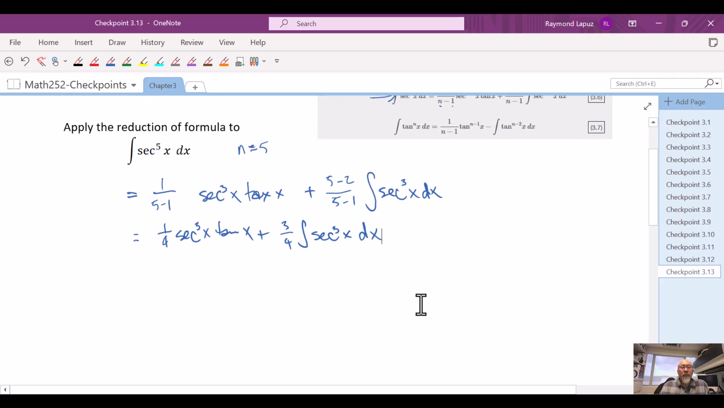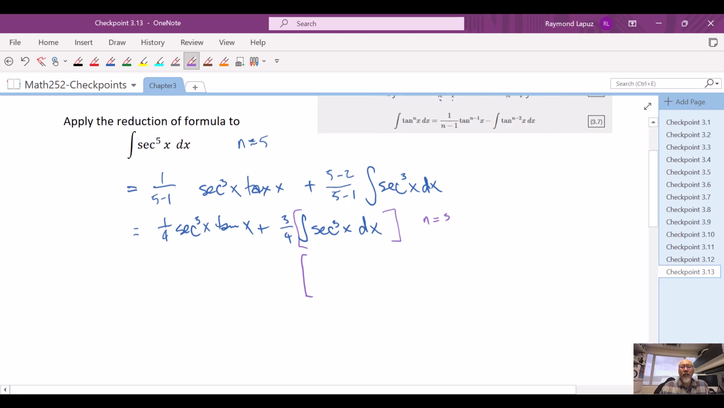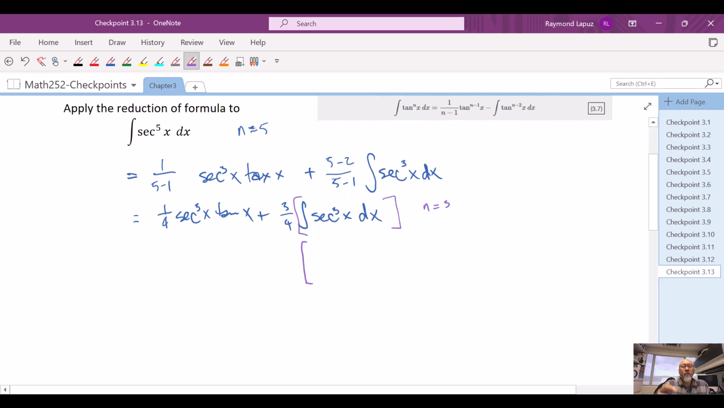So we've reduced it, and the power certainly went down, which is great, but it looks like we'll have to use it again. So let's use it again, this time when n is equal to 3. And instead of me having to write everything over again, let me put this in parentheses of what we're going to continue to work on, and then we'll just cascade all the other stuff down when we're finished.